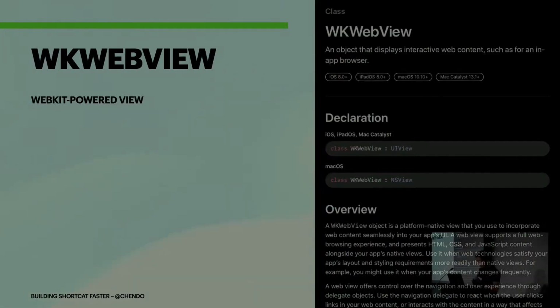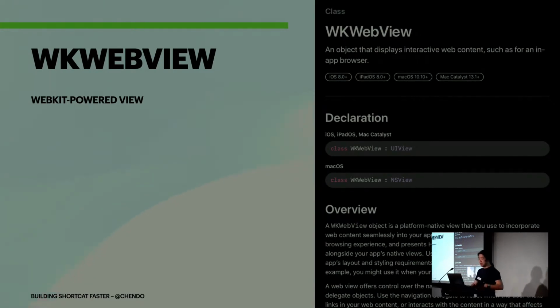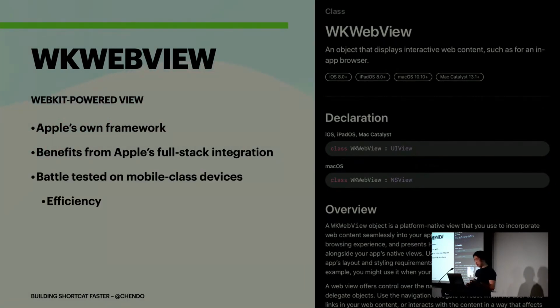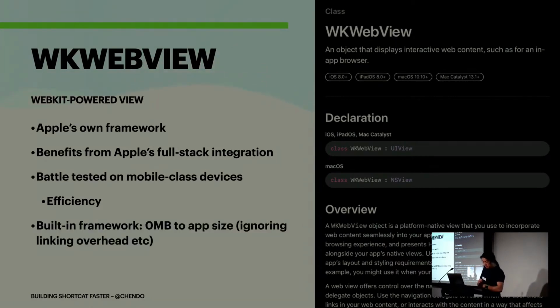So I turned to looking at WKWebView, which is effectively Apple's own framework for displaying web content inside both Mac and iOS apps, which if you've built a web view in your app, you probably would have used. Given it's Apple's own, it benefits from Apple's full stack integration. It's battle tested on mobile class devices, which means it's probably pretty good on both CPU and memory efficiency. And as it's built in, it adds 0 megabytes to app size, assuming you don't count linking overhead. And in early experiments, I confirmed that WKWebViews can be transparent, which was really important to me.